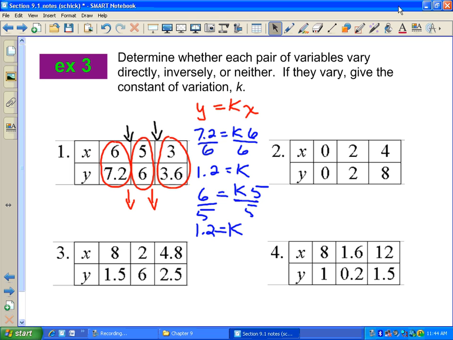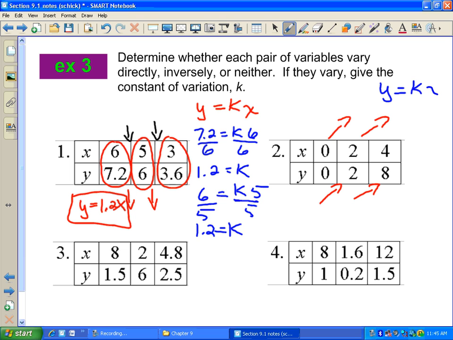So my function for this is y is equal to 1.2x. That's my direct variation function. And I checked a couple of these just to make sure. Let's look at number 2. As x goes up, 0 to 2, 2 to 4, y goes up, 0 to 2, 2 to 8. Okay, so let's see if I can find k. I'm saying it might be direct variation, so y equals kx. So plug in what I know.